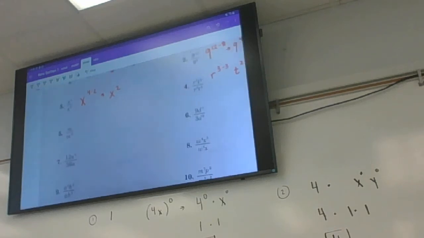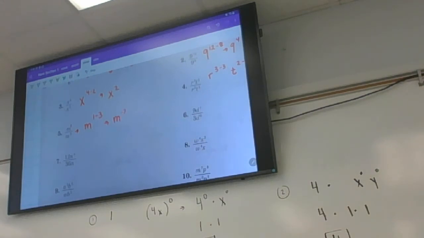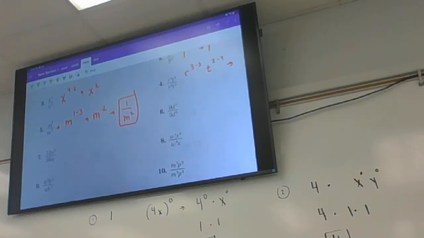Number 5. This is m invisible 1 over m to the 3rd, so this would be 1 minus 3. M to the negative 2 is what I think you have for your full final answer, which is what I taught you yesterday. I want you to take it one step further right now and make it 1 over m squared. Put it in the denominator and make it positive. So I'm really adding to what we did yesterday.